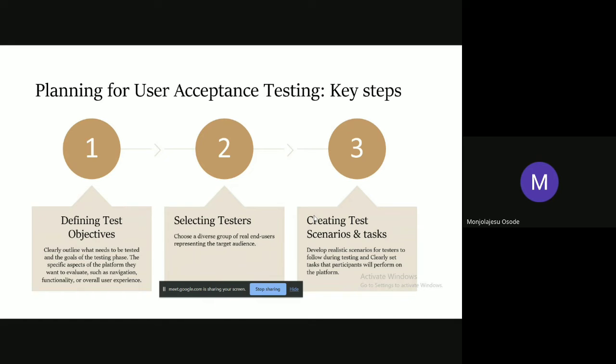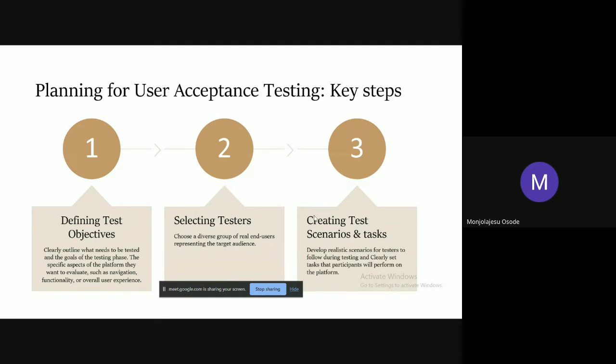Not that on that day, they'll just see your system and get confused, like, okay, what exactly is the system doing? What am I supposed to do, right? So you want to clearly outline what needs to be tested. You want to outline the goals for the testing phase. You want to talk about the specific aspects that you need to check, if it is the navigation, the functionality, or just the overall experience.